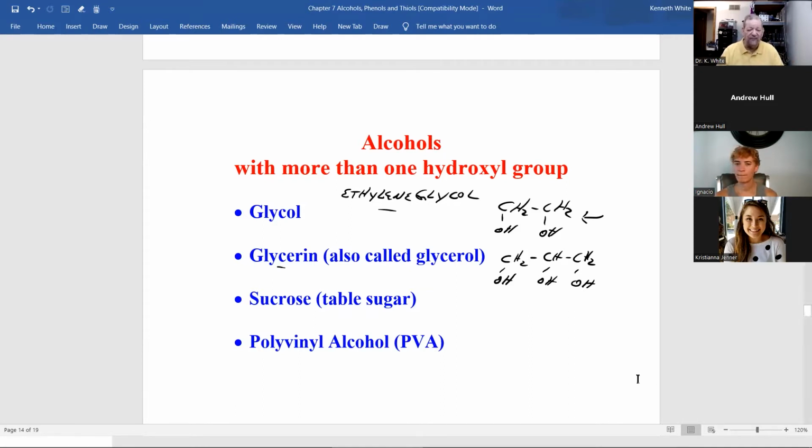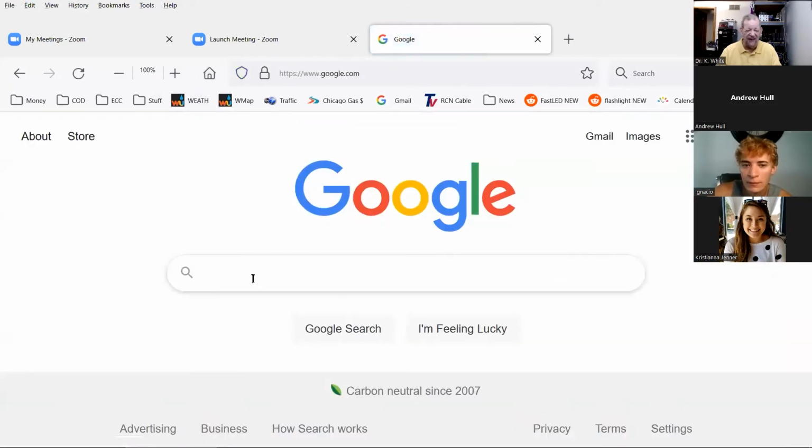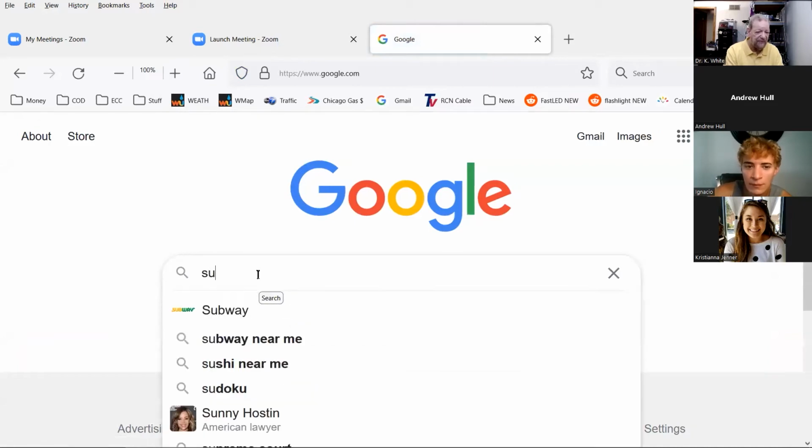Now, next thing, and we'll talk more about this when we get into carbohydrates, sucrose, table sugar, it also is a molecule with more than one alcohol. Now, just because something's an alcohol doesn't mean if you consume enough of it, you'll get inebriated.